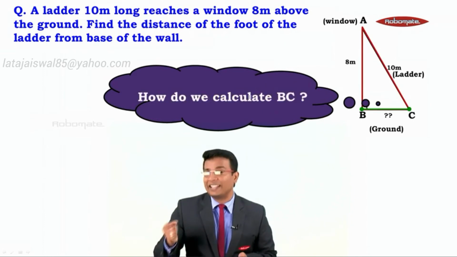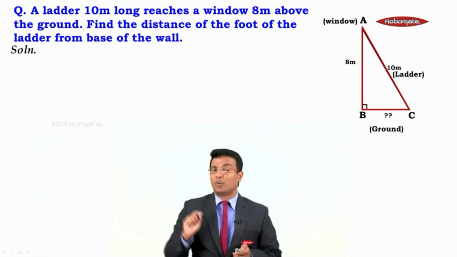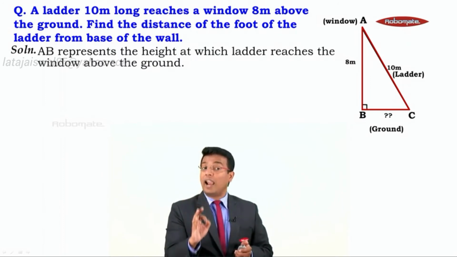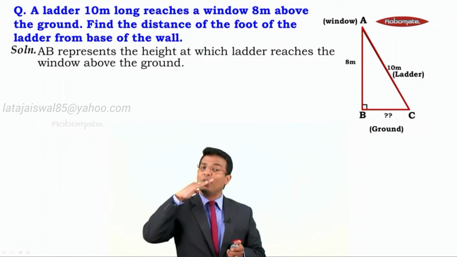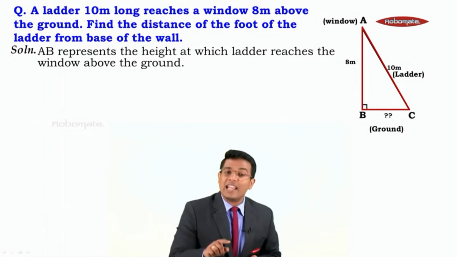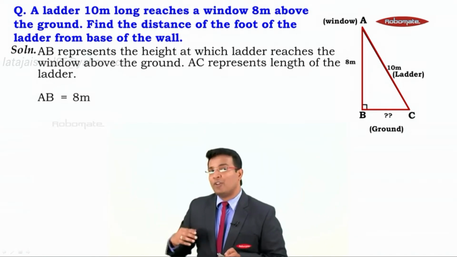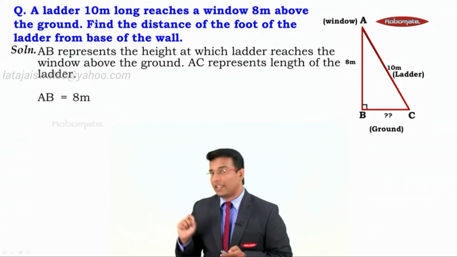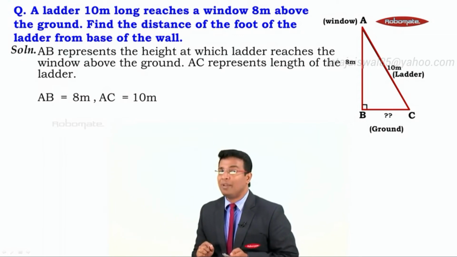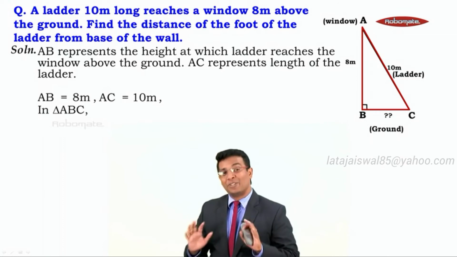So how do we calculate BC? That would be by Pythagoras theorem. But before that, we write the description. We'll write that AB represents the height at which the ladder reaches the window above the ground. Now we write about AC. AC represents the length of the ladder. Now we write the values which we know. How much is AB? 8 meter. The value of AC is 10 meter. And we don't know the value of BC. That is what you are supposed to find. So BC is equal to question mark.